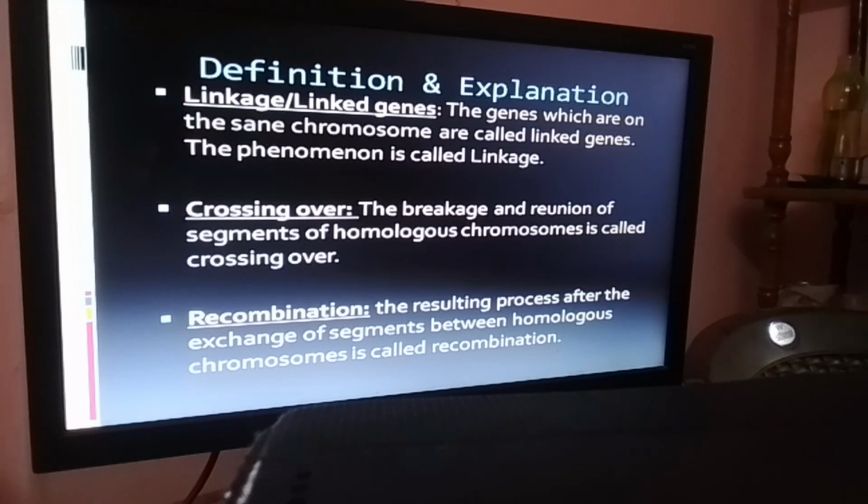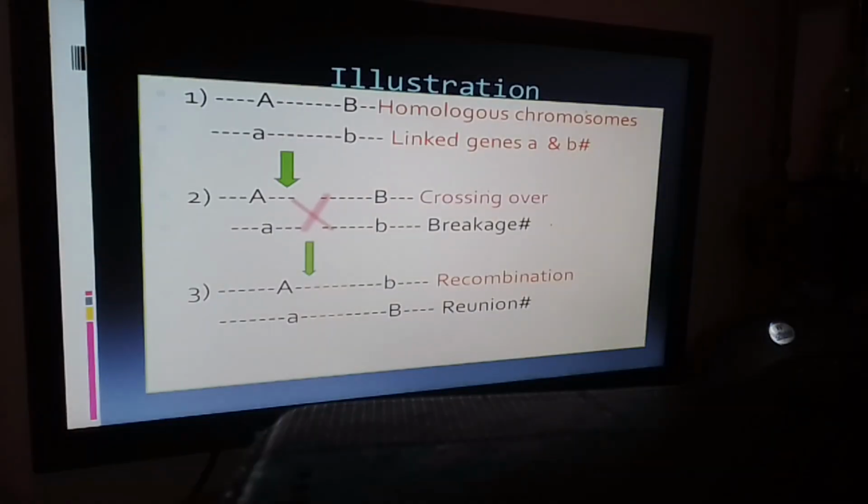Now the linkage may be explained based on the position of the genes on a chromosome. Here you see the illustration. There are two chromosomes which are said to be homologous chromosomes. Why do we say homologous chromosome? They carry similar types of genes, and also the number of genes and the characters they determine are all similar. So these two chromosomes may be called homologous chromosomes.